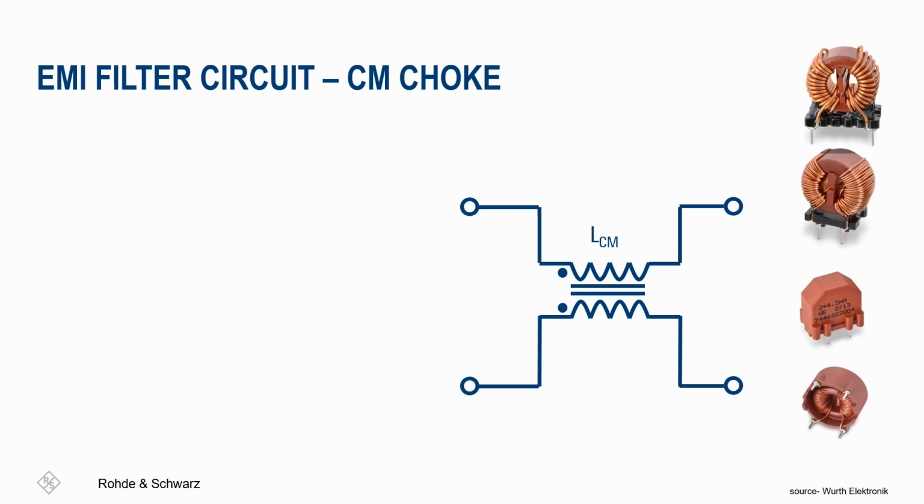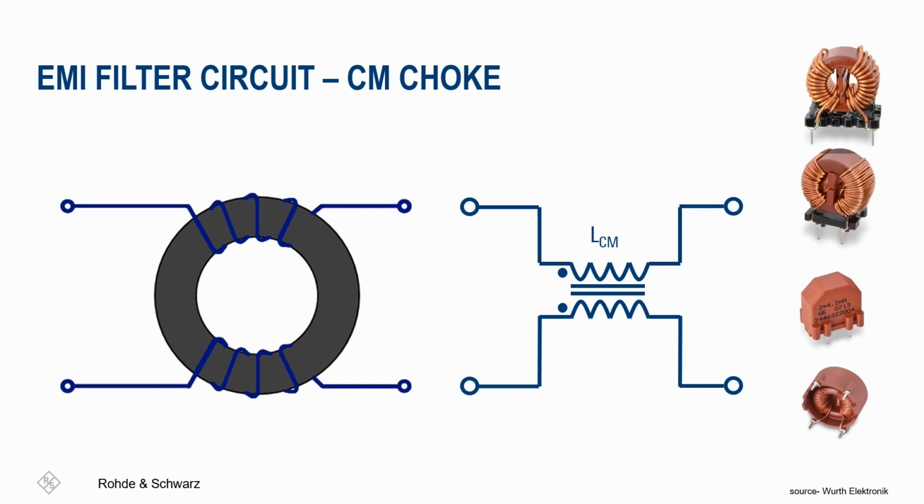On the right-hand side, we have what's known as a common mode choke. These chokes are also highly effective in addressing conducted emissions in the system. Looking at the picture, you can see various designs of these chokes from Würth Electronics. They consist of two coils wrapped around a ferrite core or maybe other material. And here's the intuitive part.